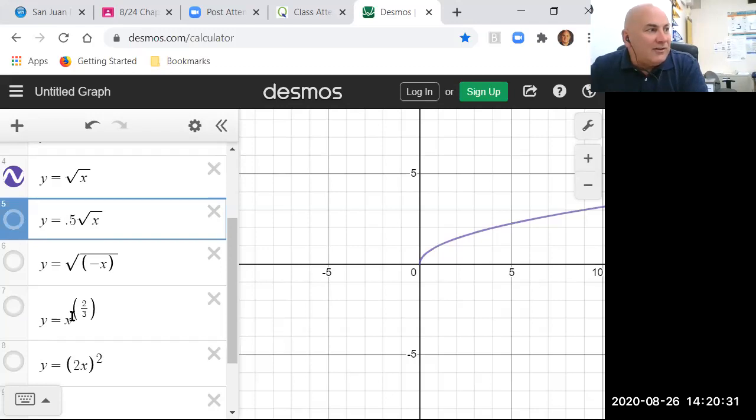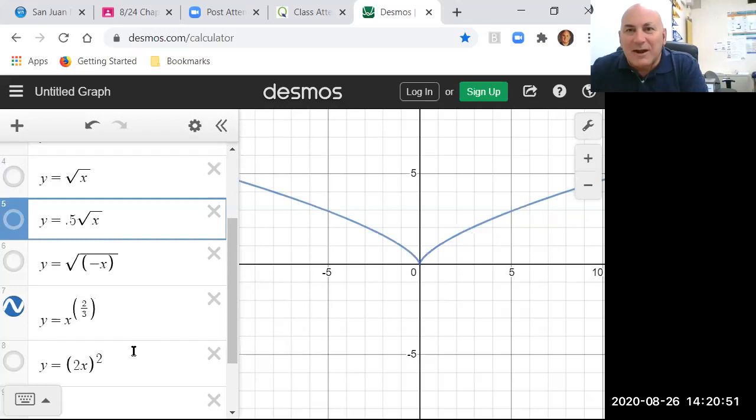You'll notice that you square a number, so whether it's positive or negative, it's going to be positive, except for 0. And then we're going to take the cube root of it. So this function should always be either positive or 0. And there's y equals x to the 2/3 power.